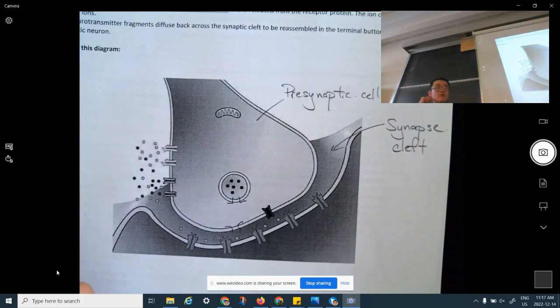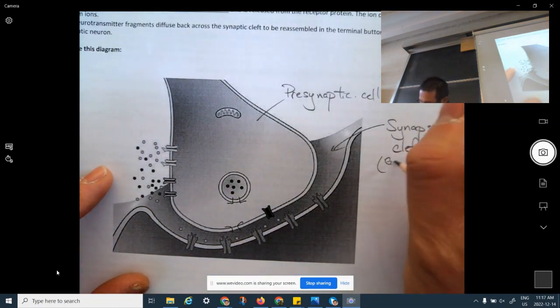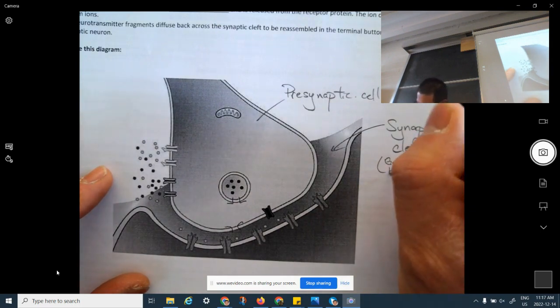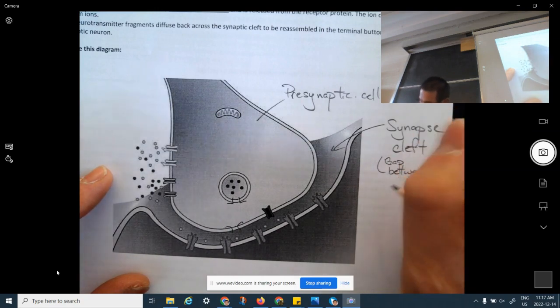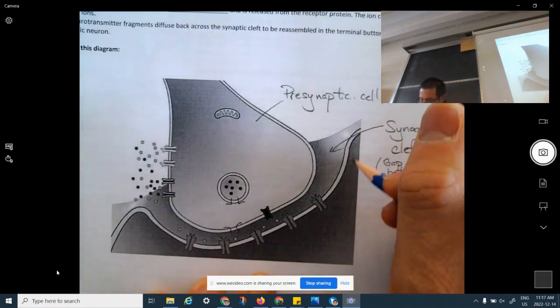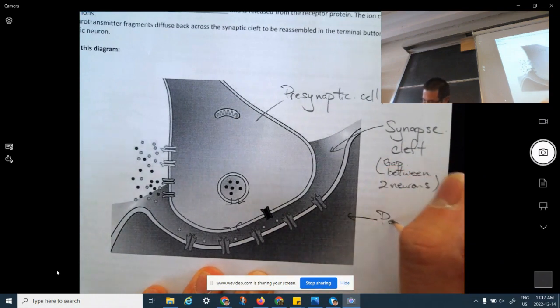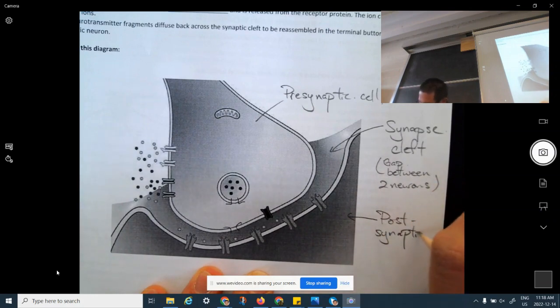Basically, in biology, if you hear the word cleft, generally it's a gap. Like some kids are born with a cleft palate, so there's a gap at the soft palate, basically the back on top of their mouth. It can be surgically repaired. So the cleft is between two neurons. And this part down below is the postsynaptic cell or neuron.